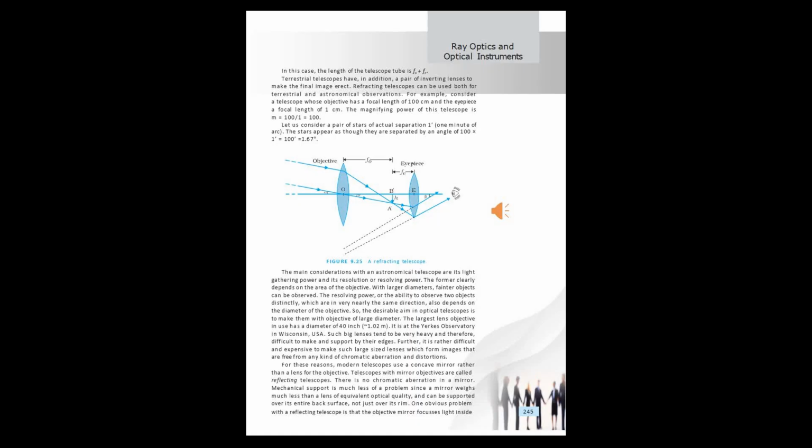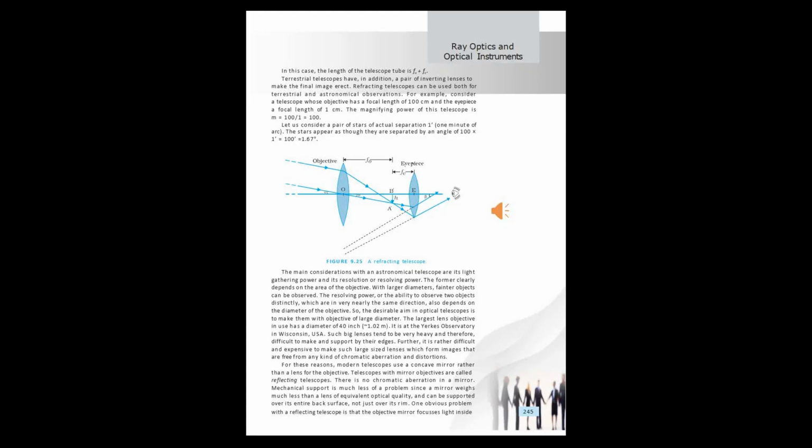Let us consider a pair of stars of actual separation 1 minute of arc. The stars appear as though they are separated by an angle of 100 times 1 minute equals 100 minutes equals 1.67 degrees. The main considerations with an astronomical telescope are its light gathering power and its resolution or resolving power. The former clearly depends on the area of the objective. With larger diameters, fainter objects can be observed.